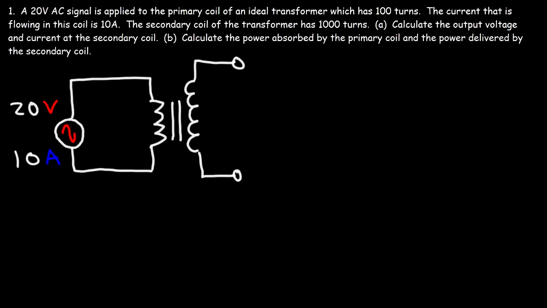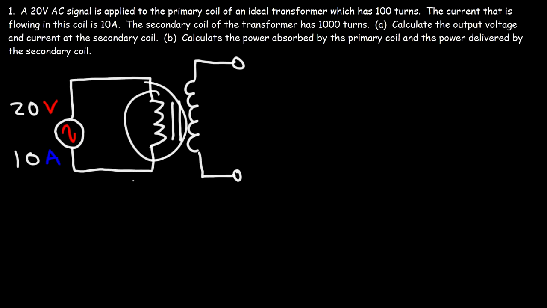So this is part 3 of the Physics 2 final exam review series. So let's start with this problem. A 20-volt AC signal is applied to the primary coil of an ideal transformer which has 100 turns.